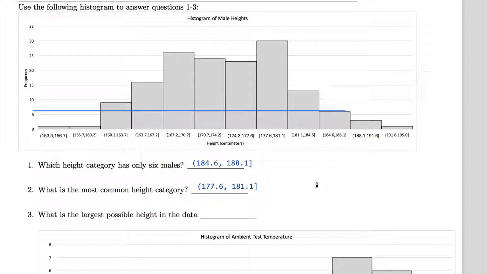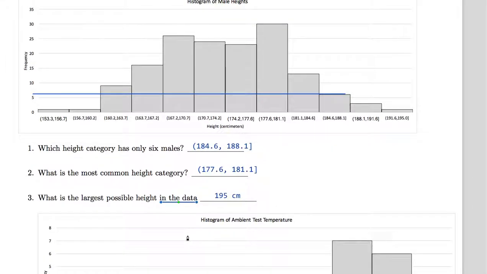The next thing is what is the largest possible height in the data? And so if we notice, all of our labels have a square bracket on the right side and a curved bracket on the left side. So that means they include the right endpoint and they exclude the left endpoint of each of the intervals. So the largest one is off to the right because x increases with the right, and we see it's 195.0, so that's going to be 195 centimeters as the largest possible height in the data that this histogram represents.